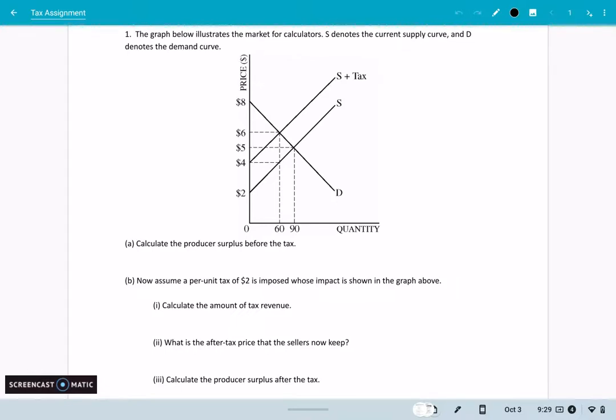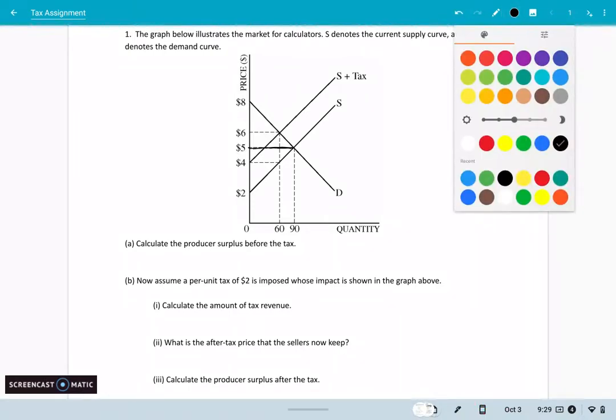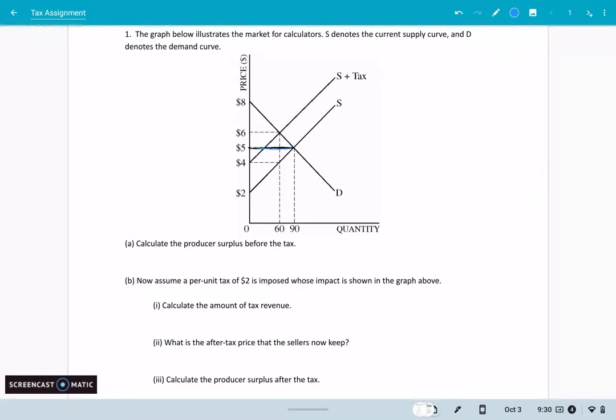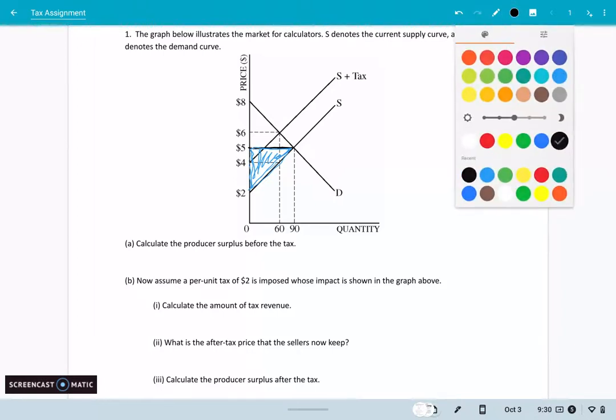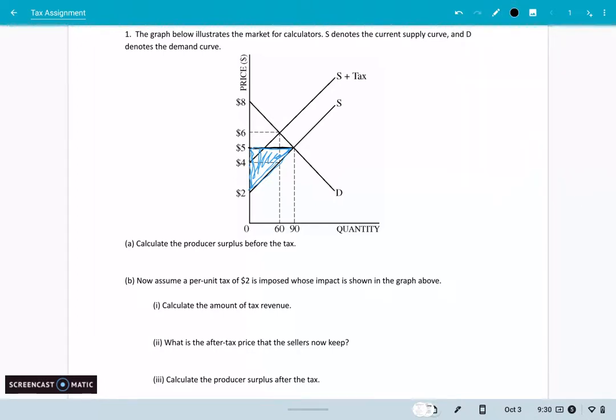The first part of the question, we've got, again, supply and demand, supply with tax, but first calculate the producer surplus before the tax. So before the tax, the price is $5, and I should change my color so that we can see this a little bit better. The price was $5. The producer surplus is that area above the supply curve, below the equilibrium price, and so we have a pretty nice large producer surplus. To calculate it, we simply need to figure out the area of a triangle, which is 1/2 base times height.